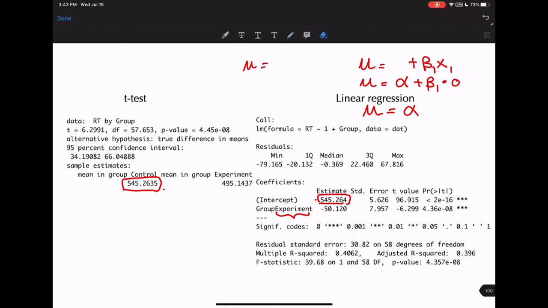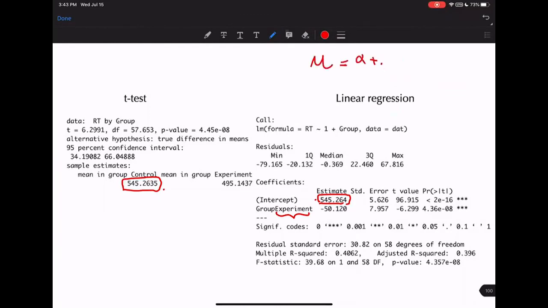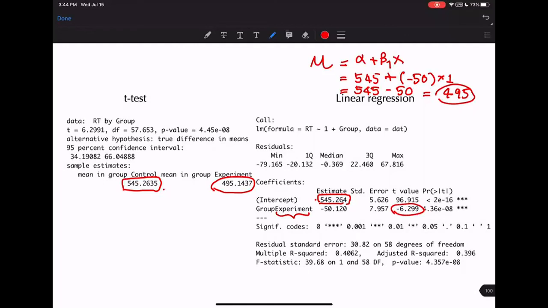This might be a bit too much, but stay with me. So 5.5 plus 50 times 1. 1 stands in for the experimental group. If you solve this, you get 545 minus 50, and you go down to 495. And 495 is what? And you get the p-value, sorry, the t, the exact same t right here.